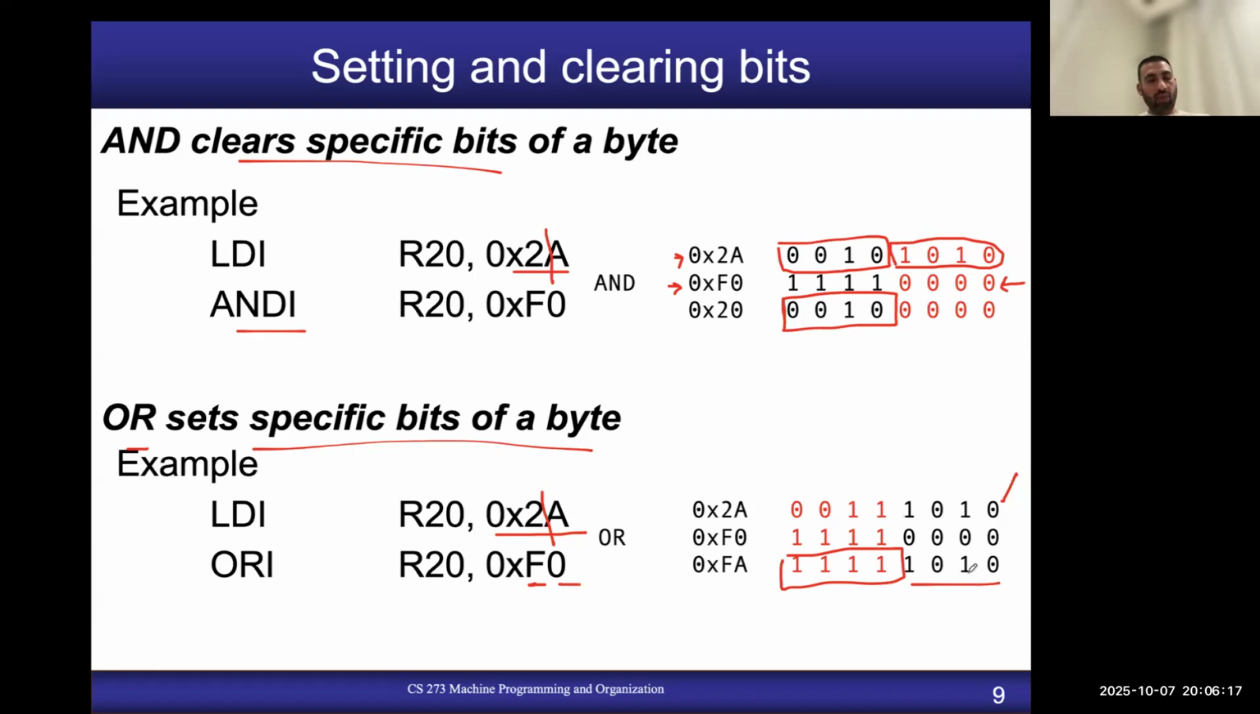So again, you can use the AND operation to clear specific bits, and you can use the OR operation to set specific bits in the register.